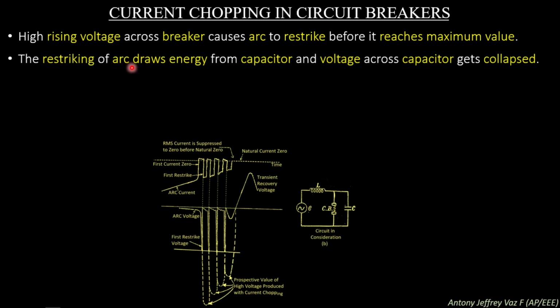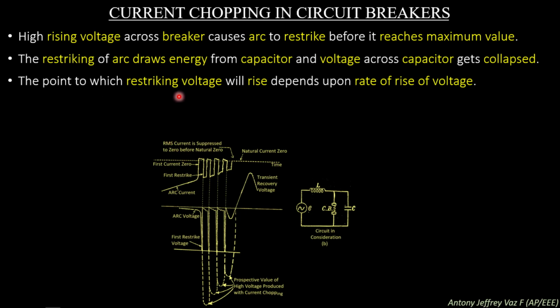The restriking of the arc draws energy from the capacitor and the voltage across the capacitor collapses. Since we know the capacitor energy is transferred to the circuit breaker because these two are connected in parallel, the arc again restrikes in the circuit breaker contacts, and this arc draws energy from the capacitor voltage. This capacitor will initiate an arc in the circuit breaker contacts for the second time.